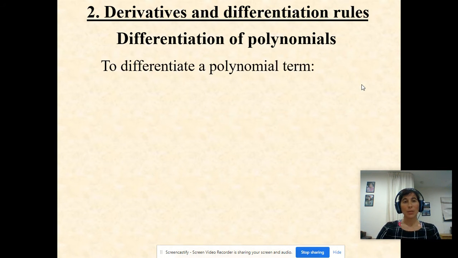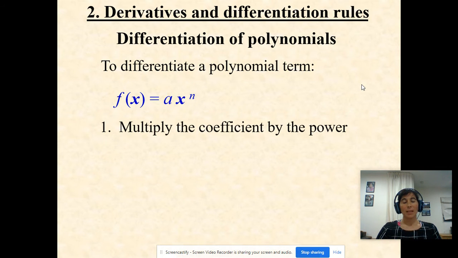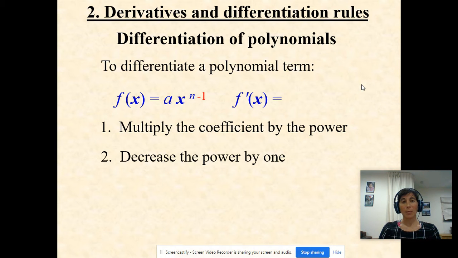So if we're going to differentiate a polynomial term, we'll call it f of x is equal to ax to the power of n. So firstly, we're going to multiply the coefficient by the power. So that will be a times n. And then secondly, we're going to decrease that power by 1. So that means our derivative or gradient function or f dashed of x is going to be anx to the power of n minus 1.